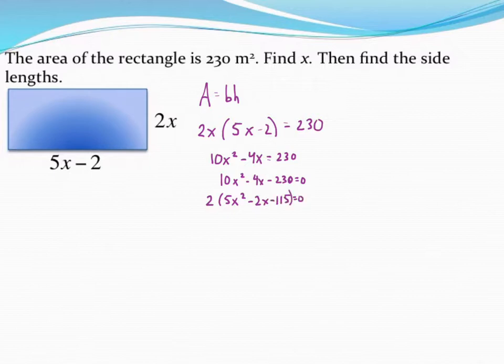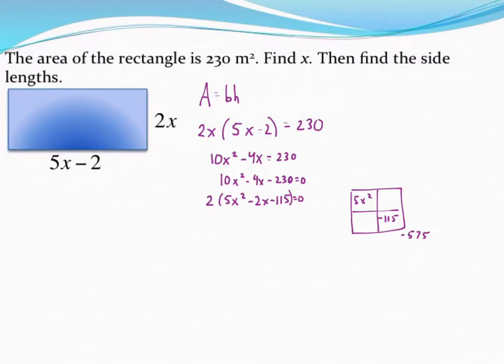Oops. So let's use the box method to do this. Like I said, same idea as last time. There's no difference in this problem other than the factoring's a little more obnoxious, but we can deal with it. So in the trinomial, I've got 5x squared as my first term and negative 115 as my last term. Those multiply together to get negative 575. So yuck, I need numbers that multiply to negative 575 and add up to negative 2.